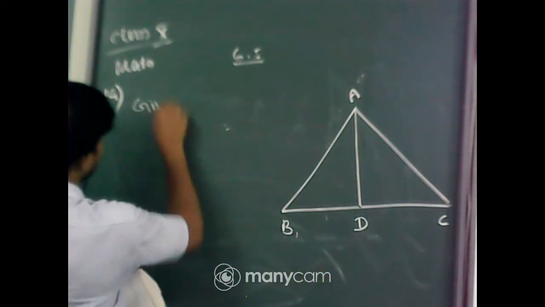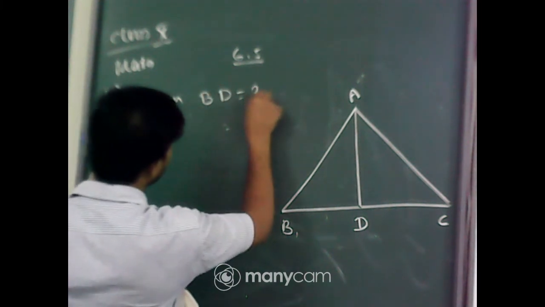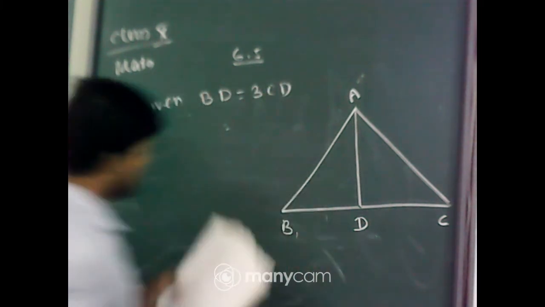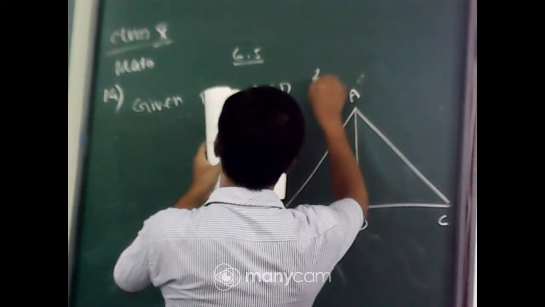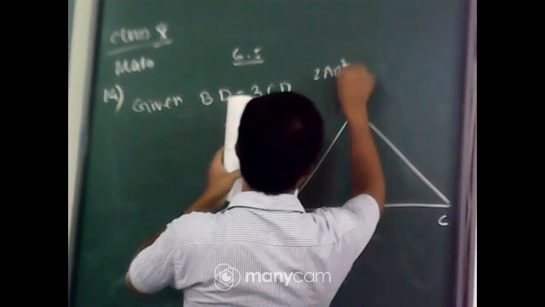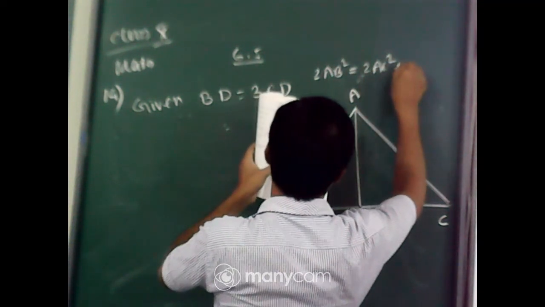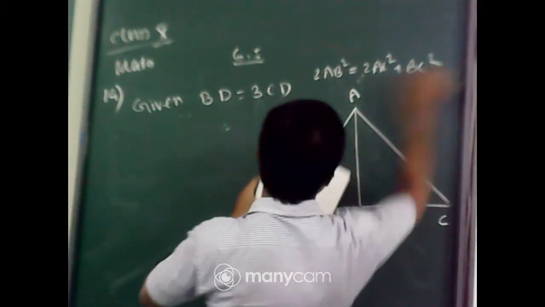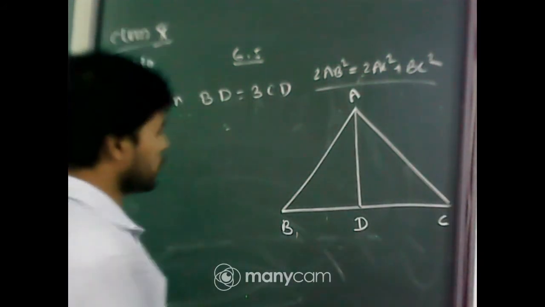Given BD is equal to 3CD. What we have to prove? We have to prove this one, that 2AB square is equal to 2AC square plus BC square. We have to prove this one. Now, how to prove this?